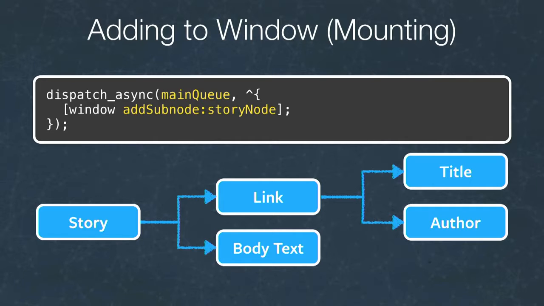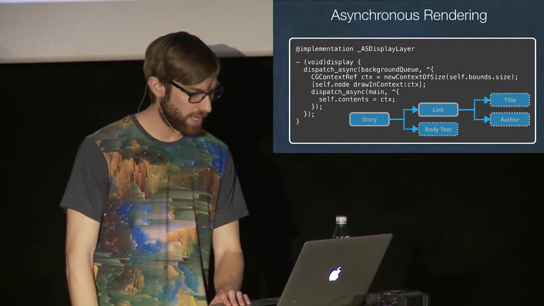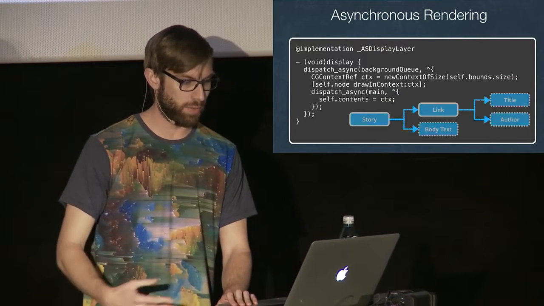So we could add it to the window. One way to refer to this is mounting. Going back here, you can use this method add subnode even on UI view or UI window objects. This is exactly equivalent to add subview with accessing the view property of a node. And so at this point, you'll recognize we're accessing the view property. So what that does is fill out the backing objects of the node hierarchy. And at this point, we look at rendering.